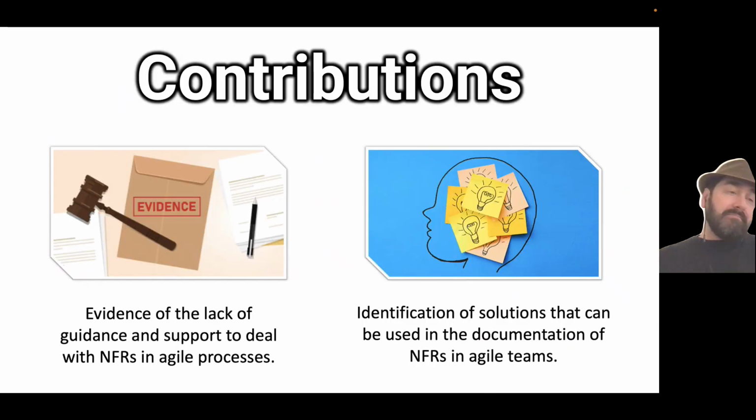And I think the 2 biggest contributions of this work were, first, to bring this evidence of the lack of guidance and support that Agile teams, the Agile process, have with non-functional requirements. We saw that it's like, okay, we don't have guidance, so we do it our way. And also, these emerging solutions can be used by other teams and serve as a guide, right?